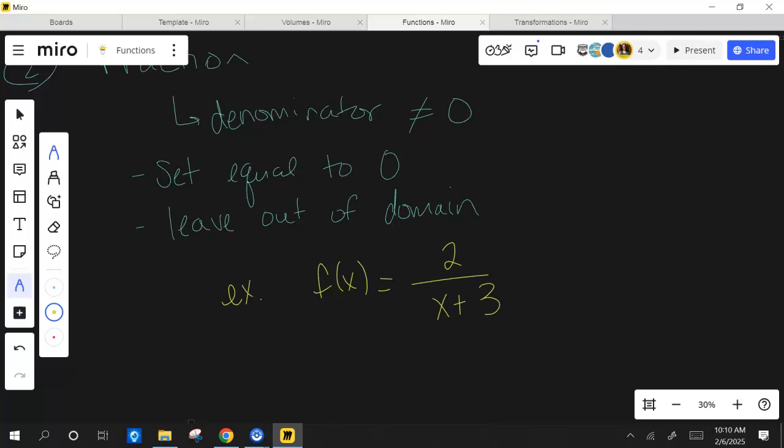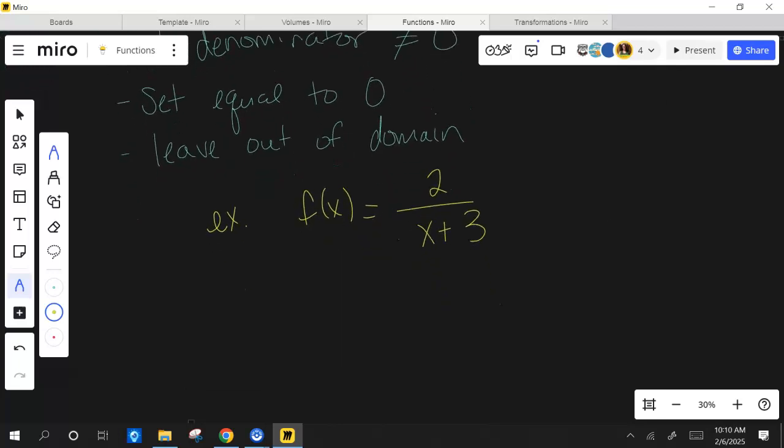So if the bottom can't be 0, I'm going to set it equal to 0 and say, what would cause me to have a 0 in the bottom? Well, if I had negative 3 in the bottom, I'd have a 0. So I know that x cannot be negative 3. But anything else is fair game, yes? So how do I write a domain that leaves out negative 3? How? Give it to me.